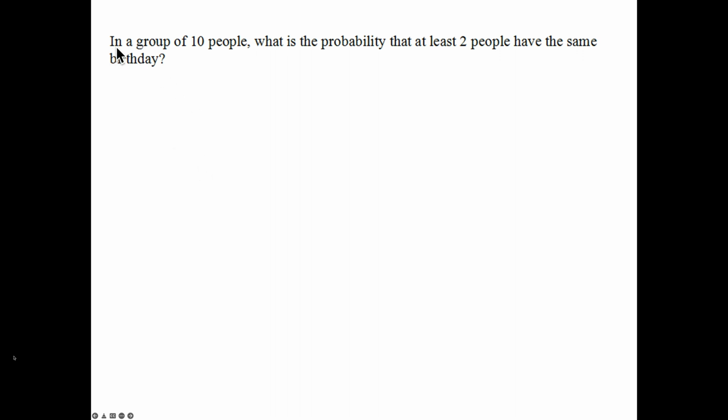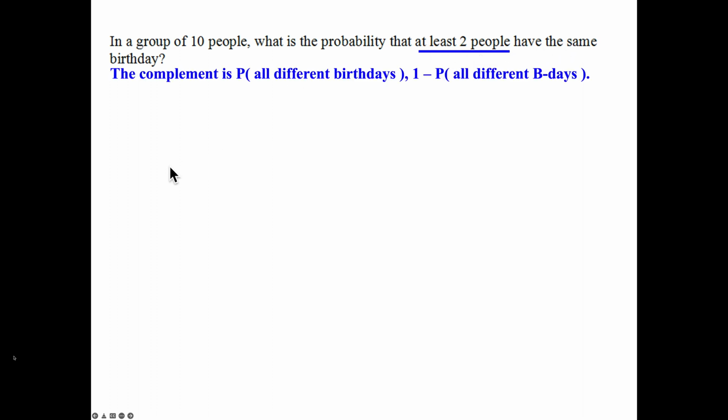All right, next example, in a group of 10 people, what is the probability that at least, oh my gosh, there it is again, at least 2 people have the same birthday? We're going complement probability. I'm not going to find the probability that 2 people are the same, 3 are the same, 4, 5, 6, 7, 8, 9, and 10. I'm going to take the opposite of at least 2 people. That's nobody has the same birthday. So they're all different. So the complement is the probability of all different birthdays. So if I go 1 minus the probability of all different birthdays, I'll have the probability of at least 2 people having the same birthday.